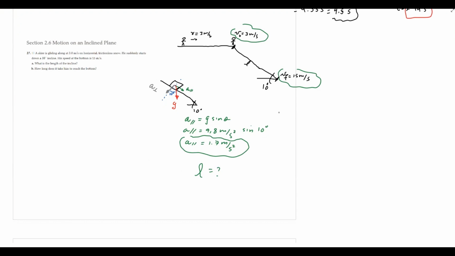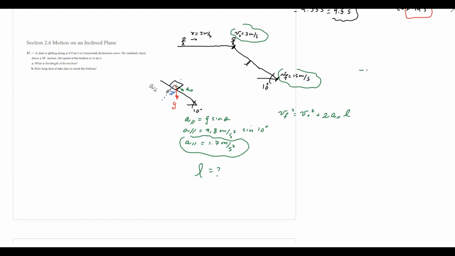We have one formula here to say that the square of the final velocity is equal to the square of the initial velocity, right? Plus 2 times, I'm going to say, the parallel component of the acceleration times L, right?